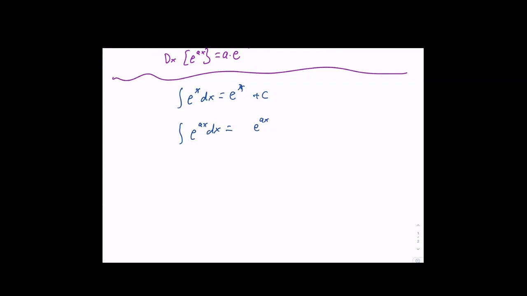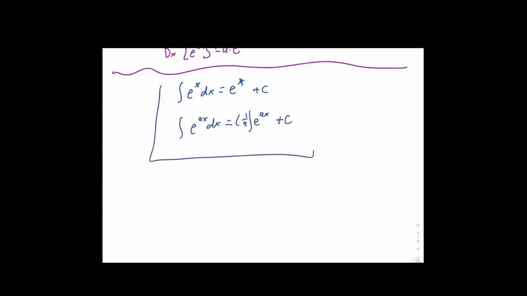But what is the other piece? It's not times a, because that would be a derivative. Would it be 1 over a? Yeah, it's 1 over a. You could think of it as divide by a, I guess, but like I said, that usually confuses me. 1 over a is the best way. Plus c. And that's the rule that you're using.